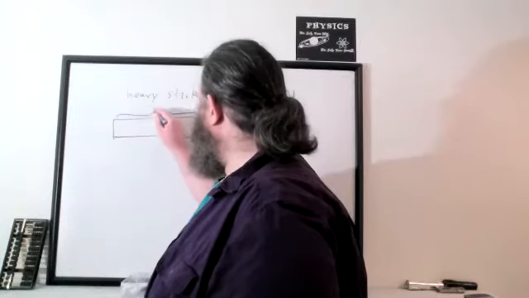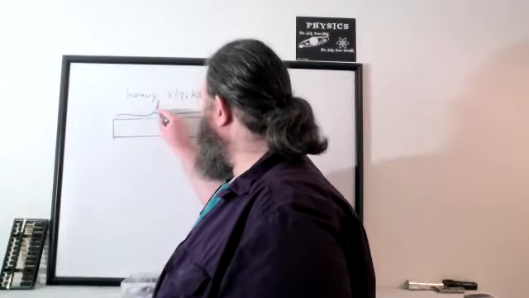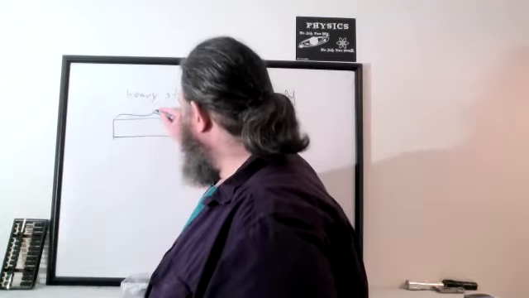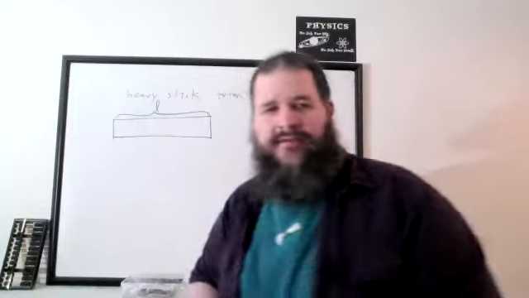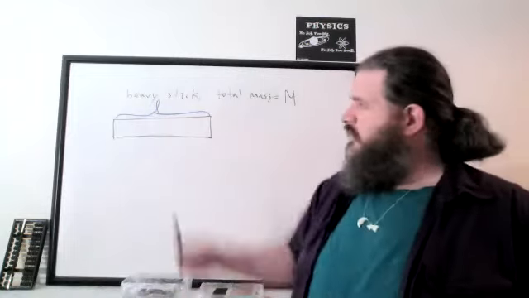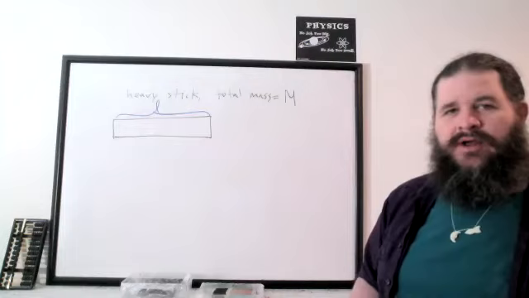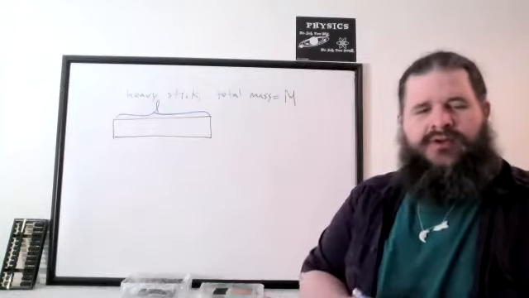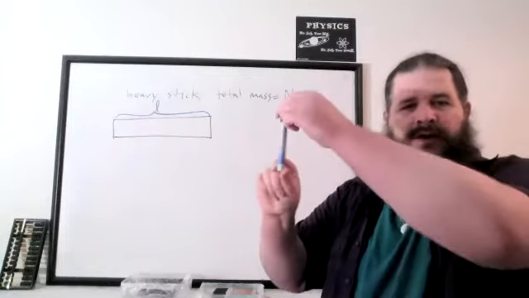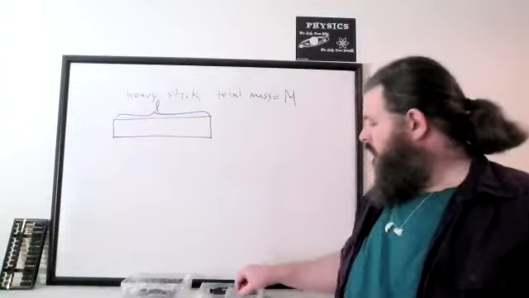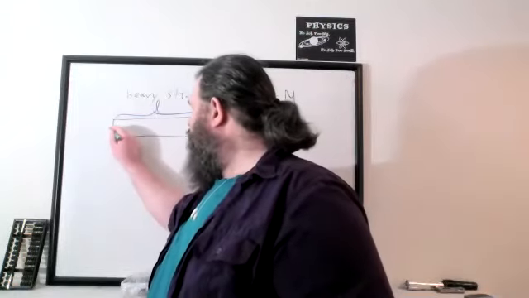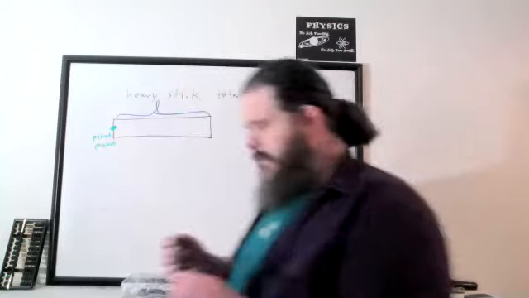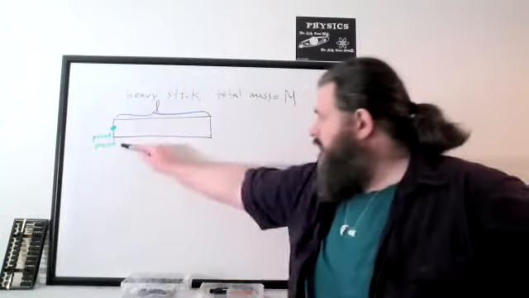I'm going to use a lowercase cursive l here because I don't want to get it mixed up with the capital L for angular momentum. So lowercase cursive l, so we don't get it mixed up with an I or a 1 or something, is the length of the stick. And let's say we are holding it on one end and allowing it to rotate around that one end. So the end of it is the pivot point. And let's say we want to calculate the moment of inertia of this entire stick.